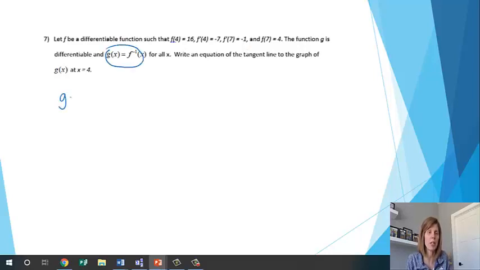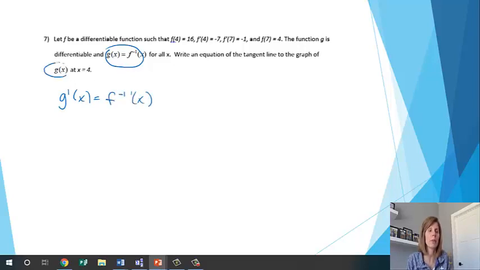So I know that g and f are inverses. The first thing I'm going to write is, if g of x is equal to f inverse of x, then g prime of x will equal the derivative of the inverse of x. That will help me in just a minute.